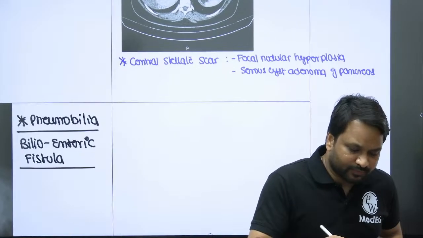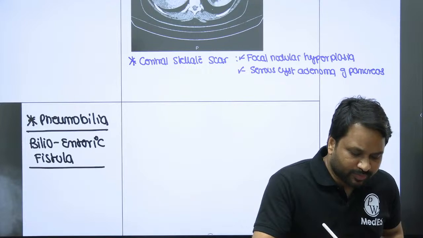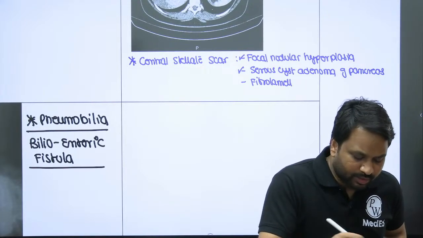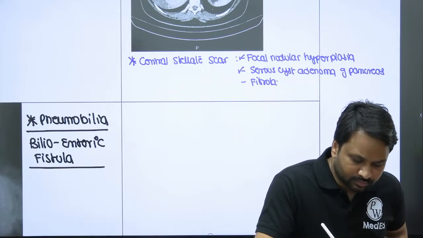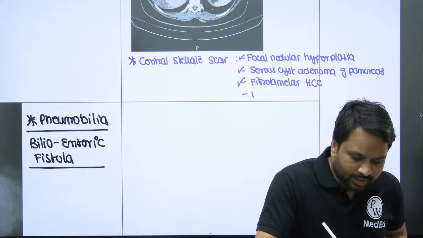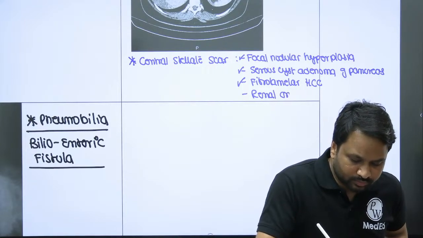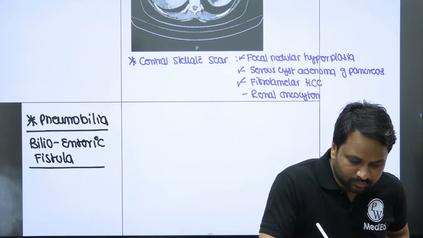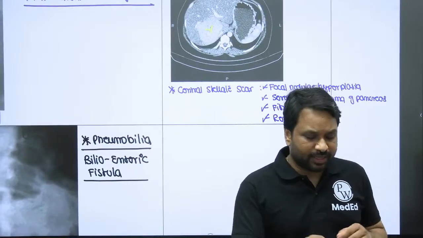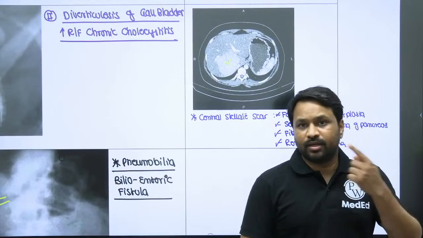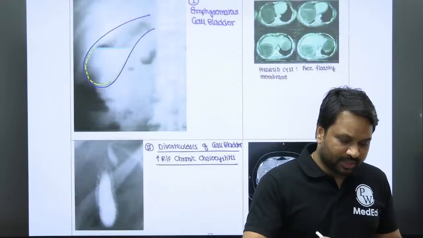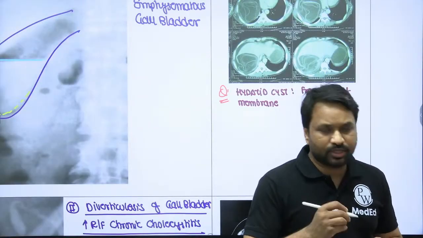It is seen in focal nodular hyperplasia, serous adenoma of pancreas, the fibrolamellar variant of hepatocellular carcinoma and renal oncocytoma. In a renal oncocytoma, right? All these are going to have a central stellate scar-like appearance, right? Again, an important image from our exam perspective. Previously in our exam, they did ask you about the hydatid cyst, which was an image-based question.